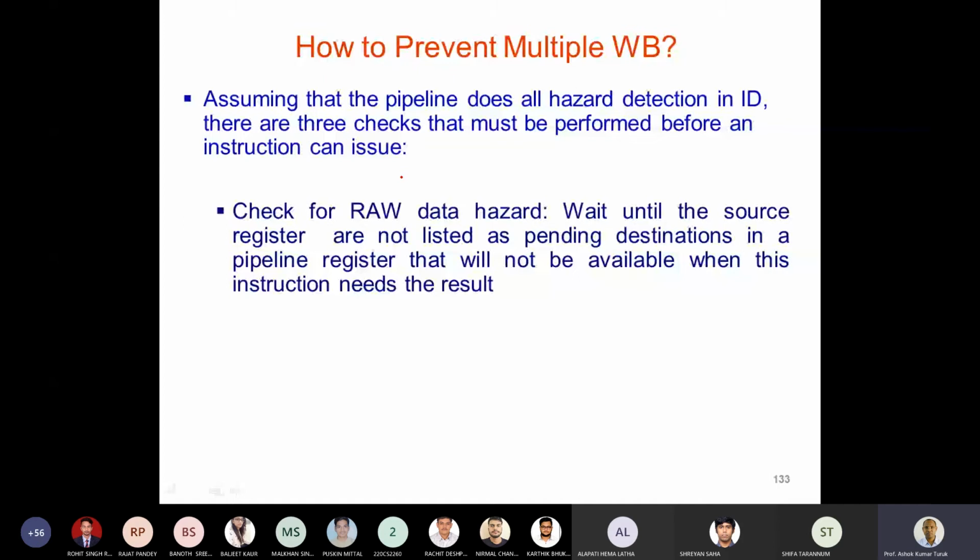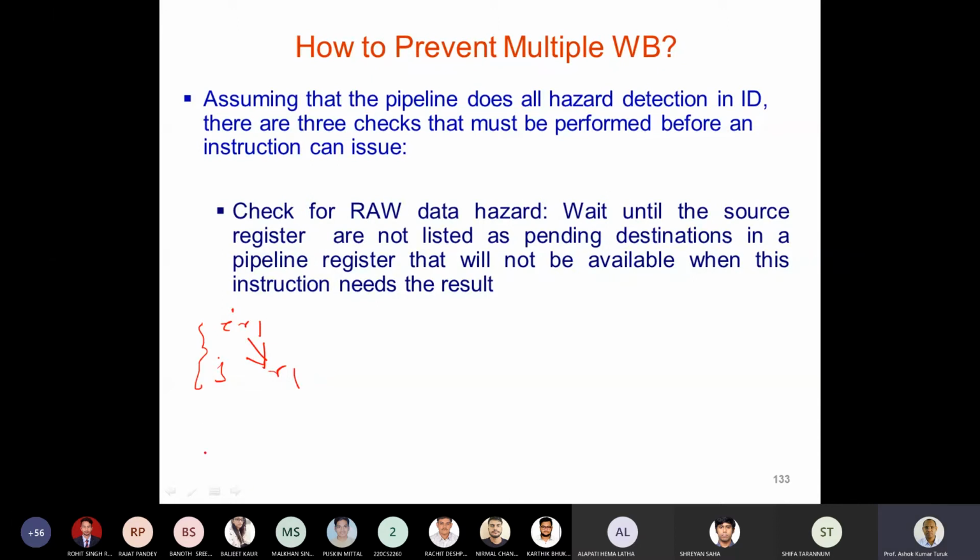Now the RAW hazard is actually the data hazard. So wait until the source registers are not listed as a pending destination in a pipeline register that will not be available when the instruction needs the result. So let me try to slightly explain this one. Let's look at when a RAW hazard is going to take place. This writes, this reads, so there is a flow of data, so there is a RAW hazard.